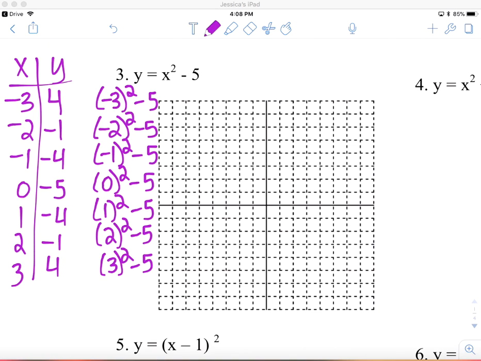I have 0, -5. I have 1, -4, -1, -4, 2, -1, -2, -1, and 3, 4, -3, 4.